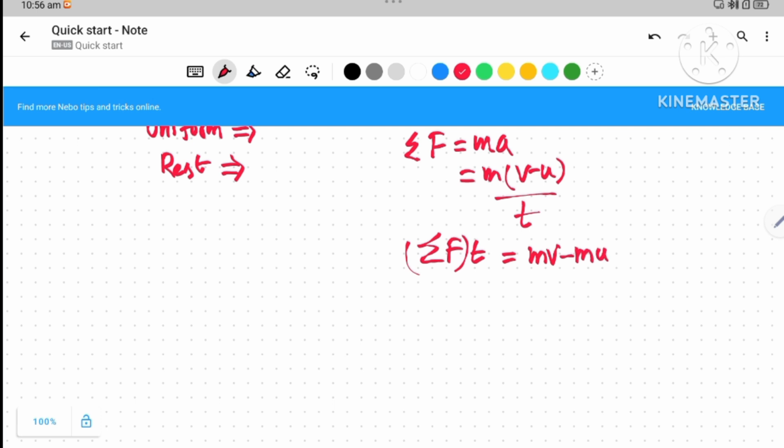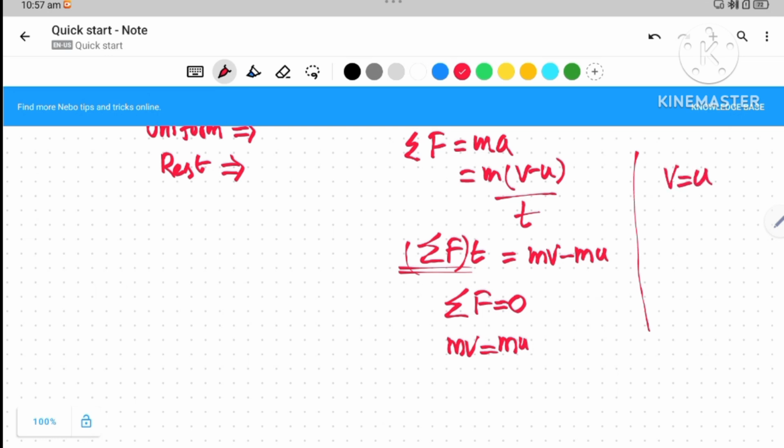Now if this sigma F value is 0, what does it indicate? It indicates the forces are balanced forces. If the summation of all the forces acting on a body is 0, then the forces are balanced and not unbalanced. So if I am applying balanced forces on the object, sigma F becomes 0. Now if sigma F is 0, we can say mv is equal to mu, because sigma F into t finally becomes 0. Dividing by m on both sides, we get v is equal to u.